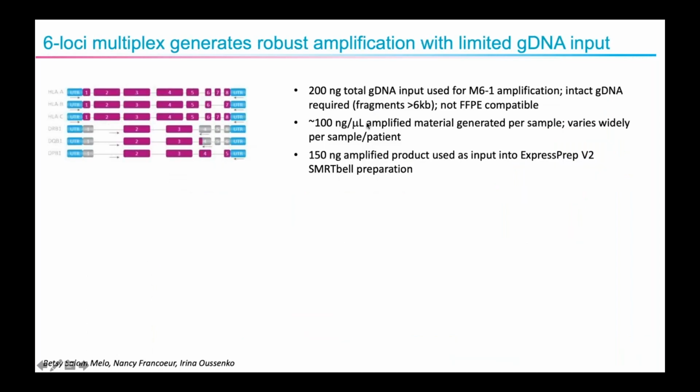So again, we use 200 nanograms total DNA input. We get a very robust amplification from most patient samples, generating around 100 nanograms per microliter of amplified material per sample. So that's total from across all 6 loci. This will vary widely per patient and per sample quality. We then use 150 nanograms of the total amplified product as input into that Express Prep V2 sample prep.